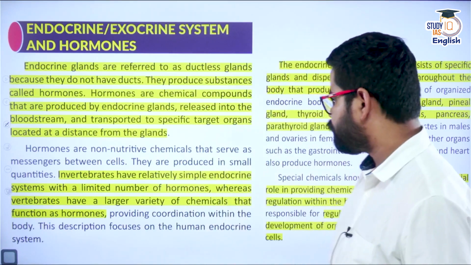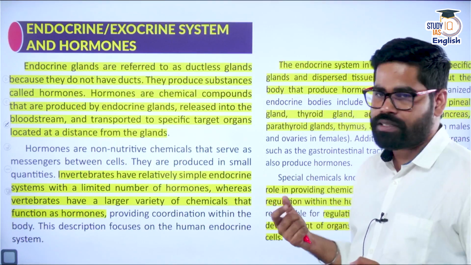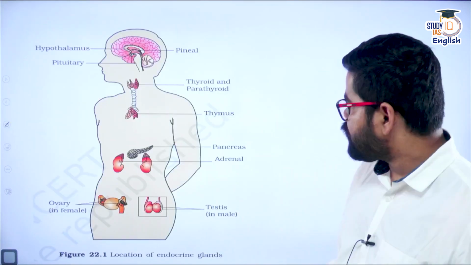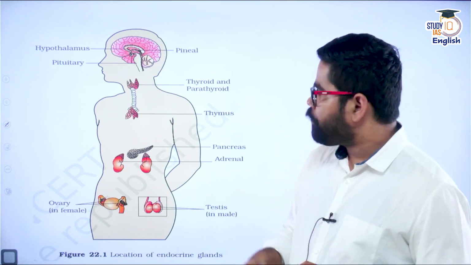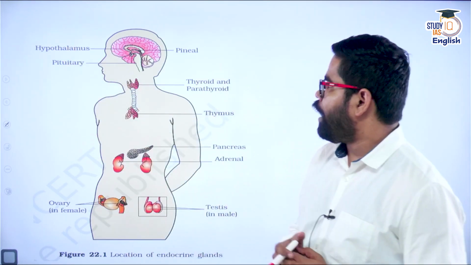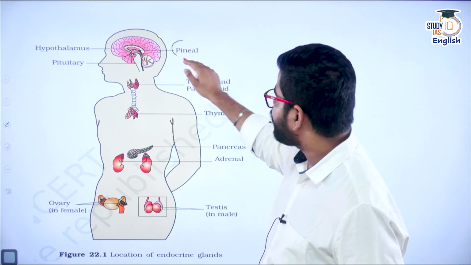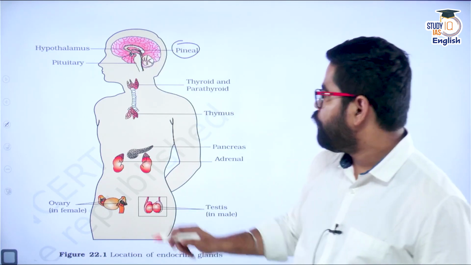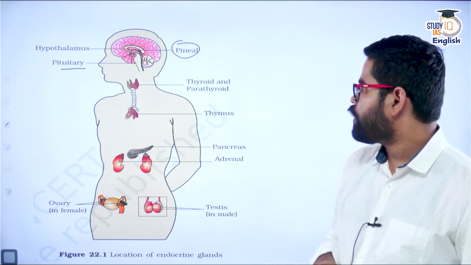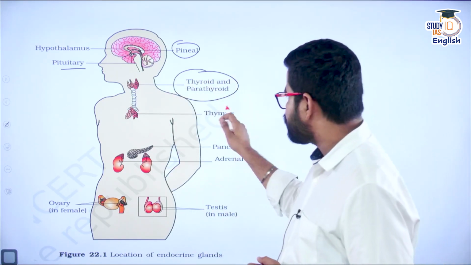Now, let us see what these different glands in our body are and what their role is. But first, see the location of them. We have the hypothalamus gland, situated in the middle part of the brain. Then we have the pineal gland, which is situated here. We have the pituitary gland, lying near the brainstem. Then we have the thyroid and parathyroid glands. We have the thymus gland.